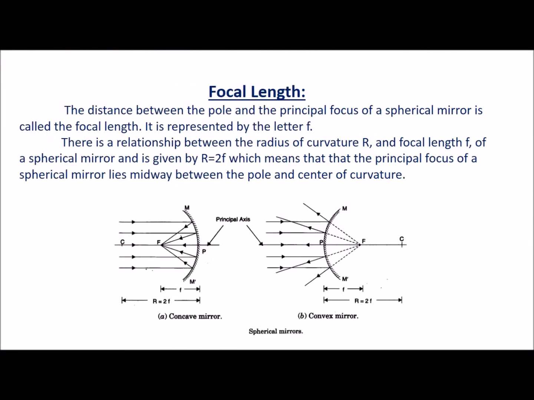Focal length. The distance between the pole and the principal focus of a spherical mirror is called the focal length. It is represented by the letter F. There is a relationship between the radius of curvature R and focal length F of a spherical mirror, given by R equals 2F, which means that the principal focus of a spherical mirror lies midway between the pole and center of curvature.